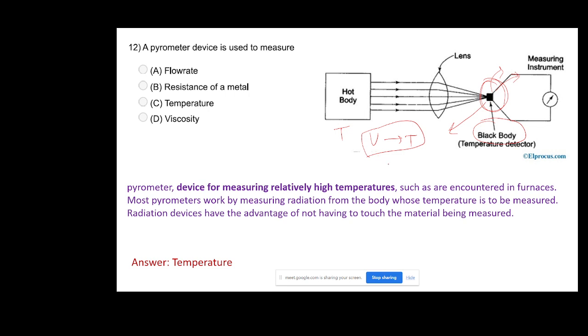By this correlation and this calibration, the amount of voltage that flows due to the electron movement, which is dependent on the energy of the radiations, lets us measure temperature in terms of voltage. So here the correct answer is nothing but temperature.